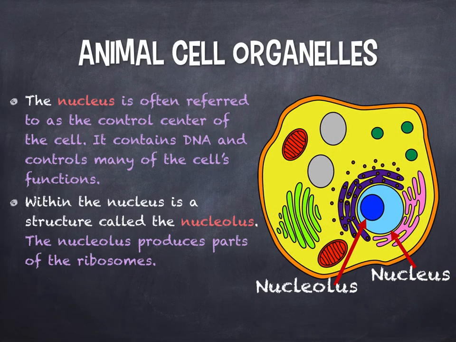The nucleus is often referred to as the control center of the cell. It contains DNA and controls many of the cell's functions. Within the nucleus is a structure called the nucleolus. The nucleolus produces parts of the ribosomes, which are found throughout the cell.